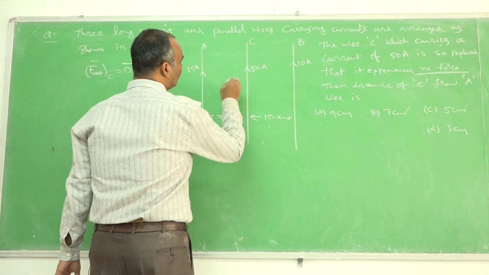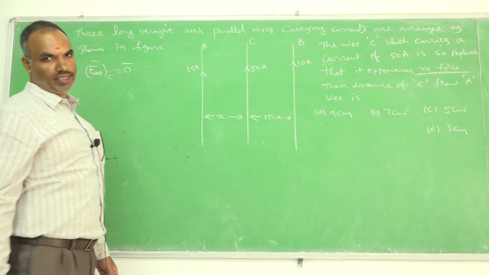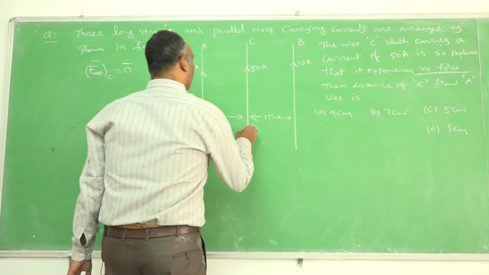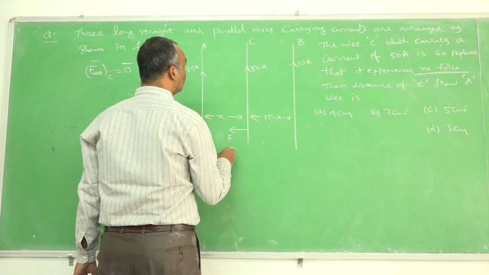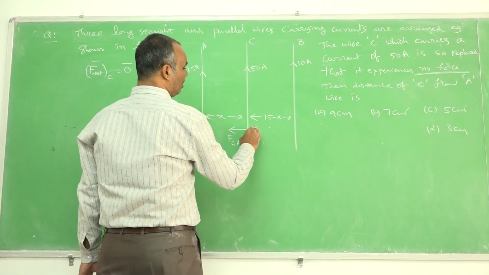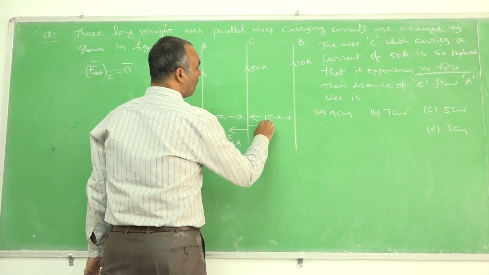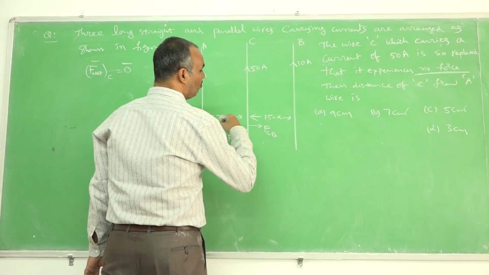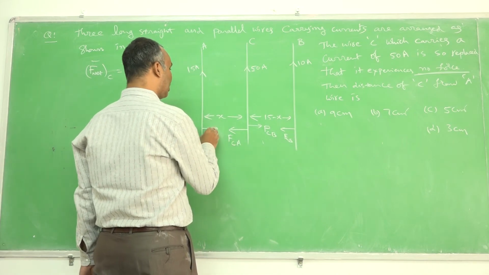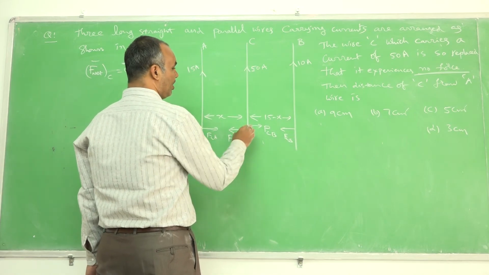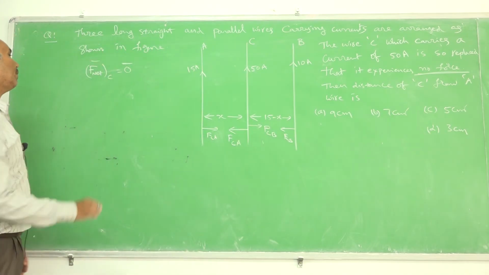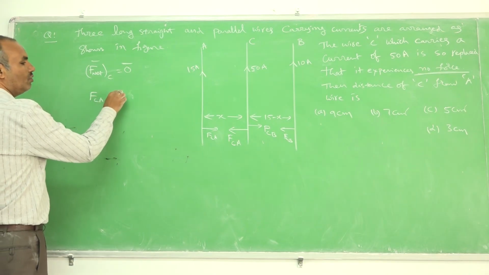Actually, whenever there are two current carrying wires carrying currents in the same direction, they will attract each other. So wire C gets a force from A in this direction. The same wire C gets a force because of B in this direction. These two attract each other with FCB, and these with FCA. But the net force acting on it is 0, which means these two must be identical. FCA must be equal to FCB.